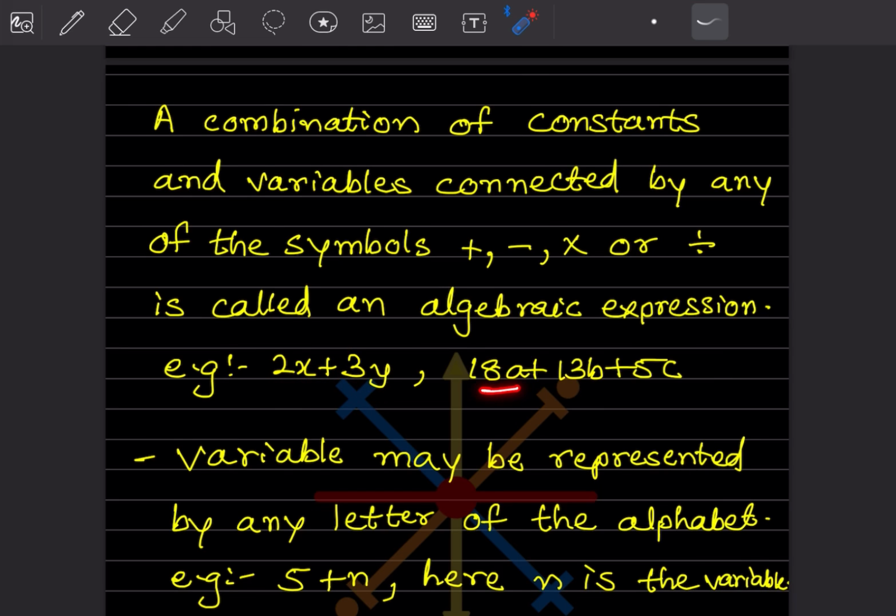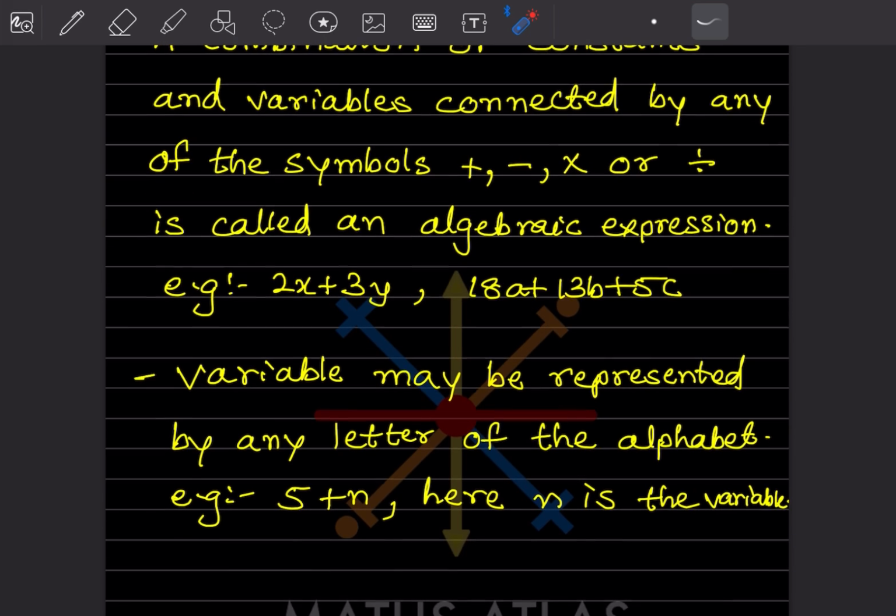Here again, we can see there is a plus sign in between. So there are three terms in it. It can even be minus over here, or it can also be 2x, so 2 into x, because multiplication is the connection. And if it is like 5a by b, here this is a division, or we can also write 5a divided by b.